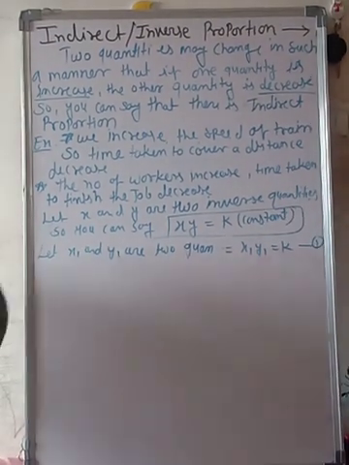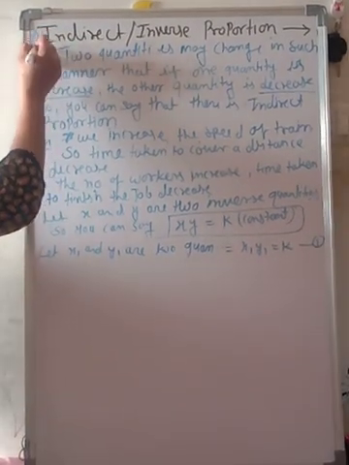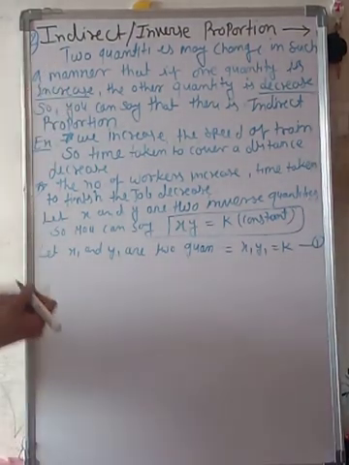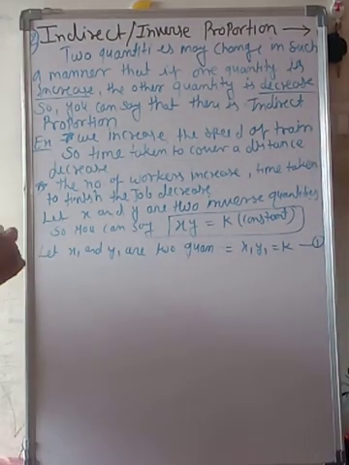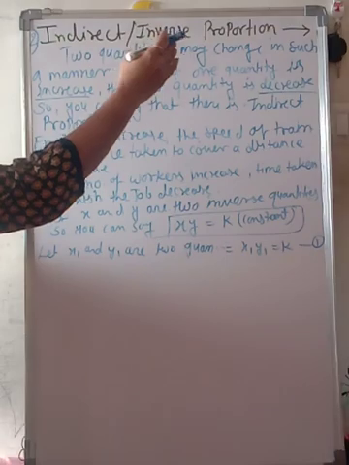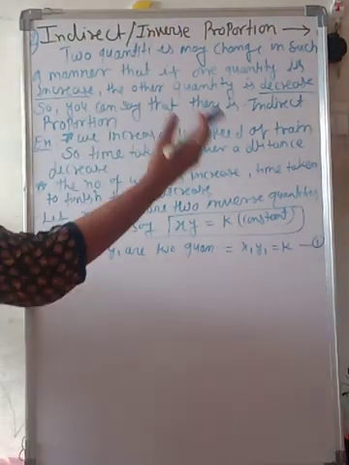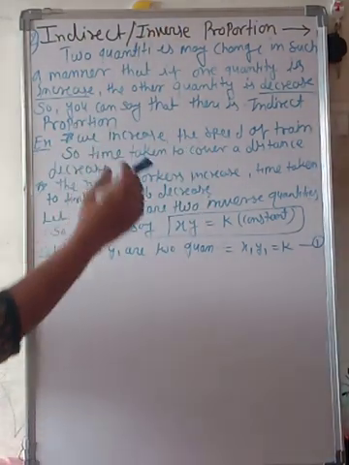Next is the second variation, called indirect or inverse proportion. So what is indirect or inverse proportion? Inverse means the opposite. So it is the opposite of direct proportion.